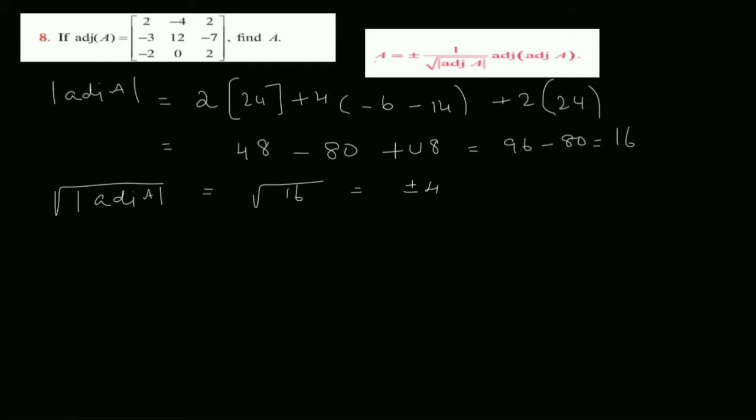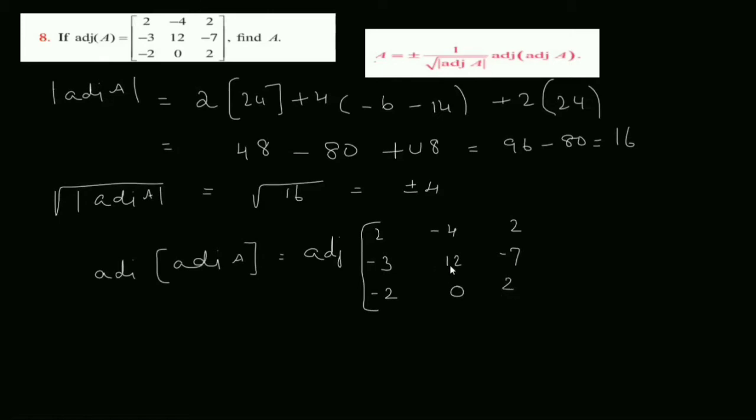Now we have to find the adjoint of the matrix adjoint A. This is the matrix: adjoint of A matrix is 2 minus 4 2, minus 3 12 minus 7, minus 2 0 2. I have written this matrix here because it is the adjoint of A matrix, and this adjoint we have to find.